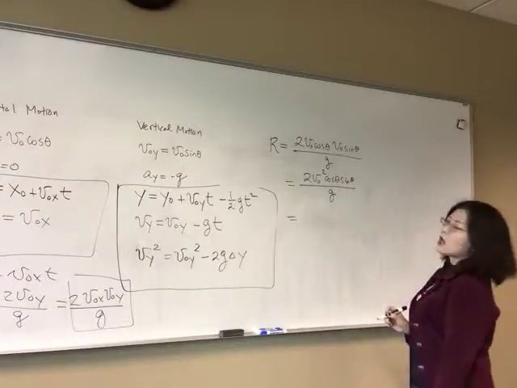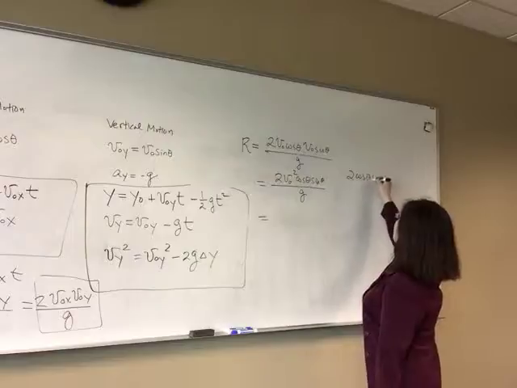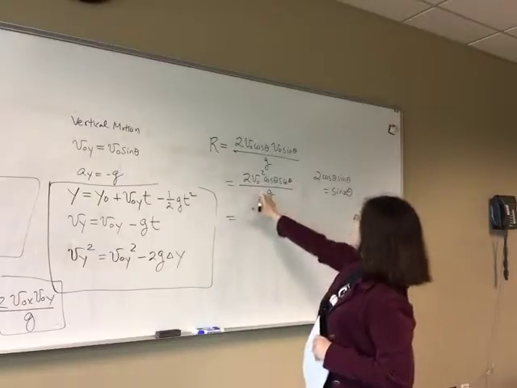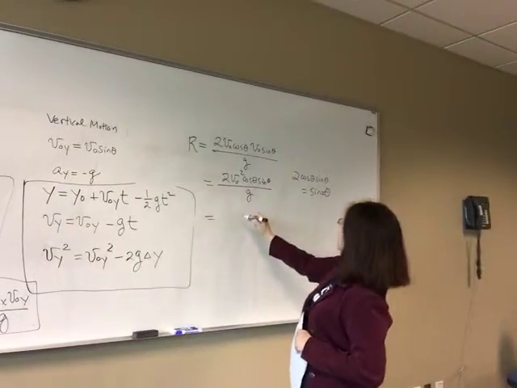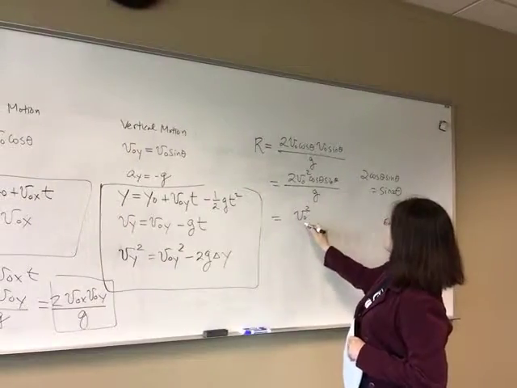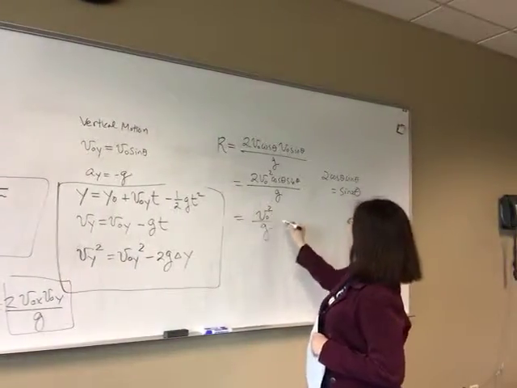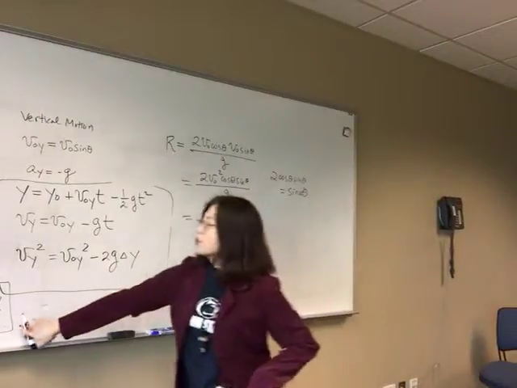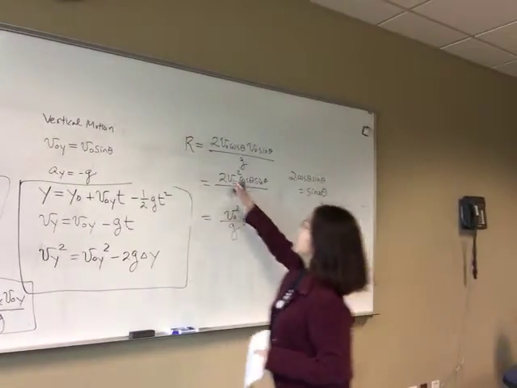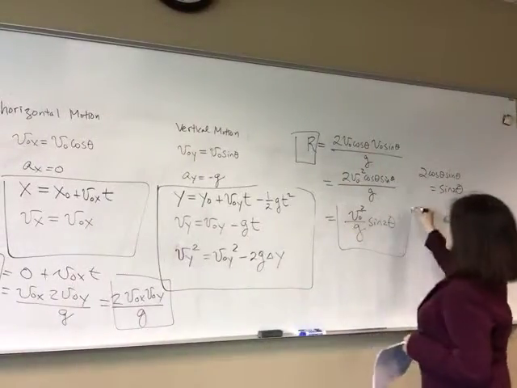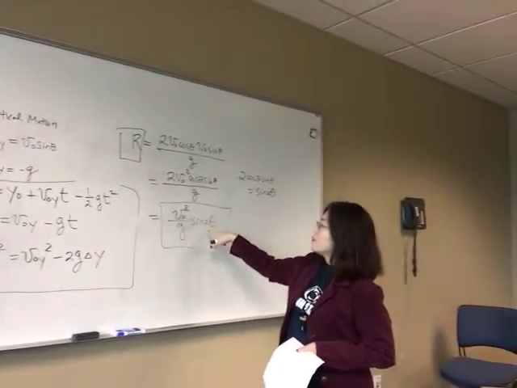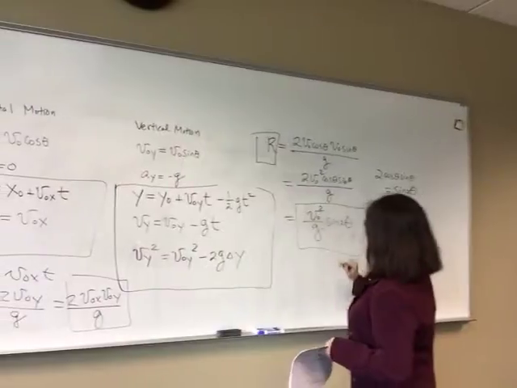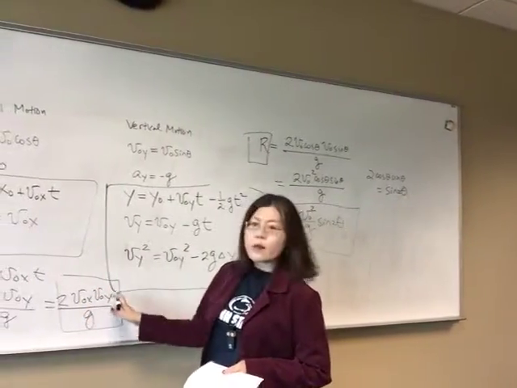And also using trigonometry, 2 cosine theta sine theta is actually equal to sine of 2 theta. So if we utilize this, what we have is V naught squared over g, times sine of 2 theta. Okay? So this expression and that expression are exactly identical. It just depends on how you express it. This is in magnitude and angle representation, and this is when you have the x and y components.